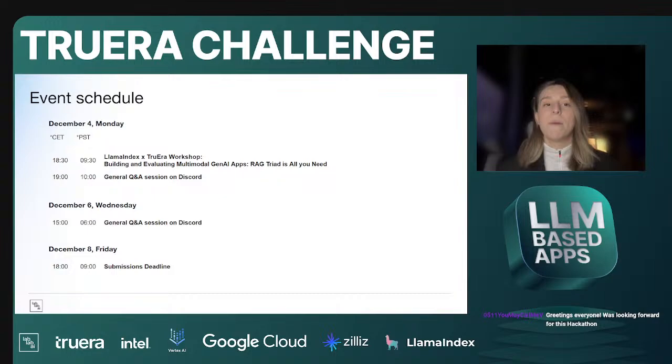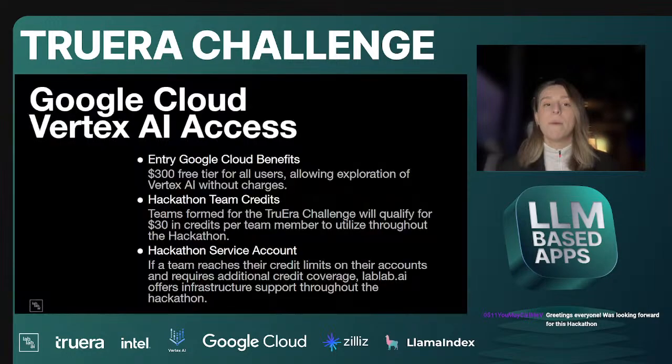When it comes to the Google Cloud Vertex AI access that you have for this hackathon, I'm reminding you that you have three options. Option number one is when you're creating your own new account, you get free credits to try out the models. For everybody that got into a hackathon team, we are sending out 30 credits for Google Cloud Vertex AI that you can utilize for the hackathon. And you also have an option to use our hackathon service account and access this through your team page.